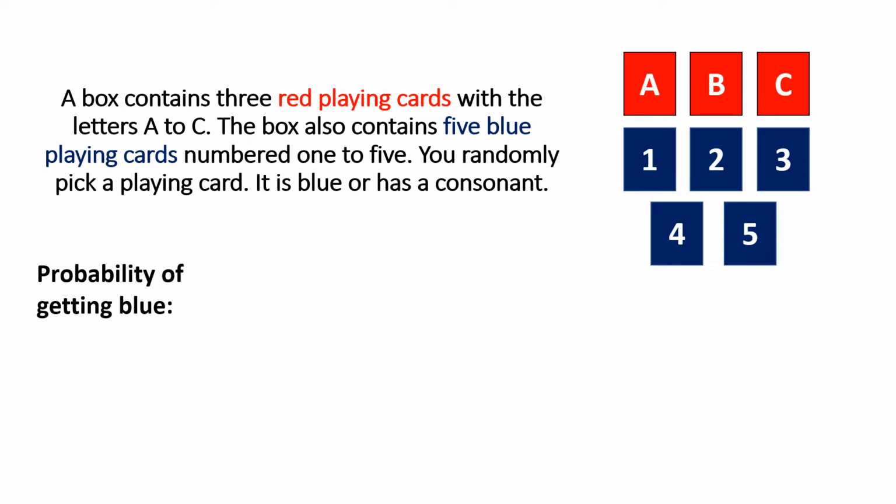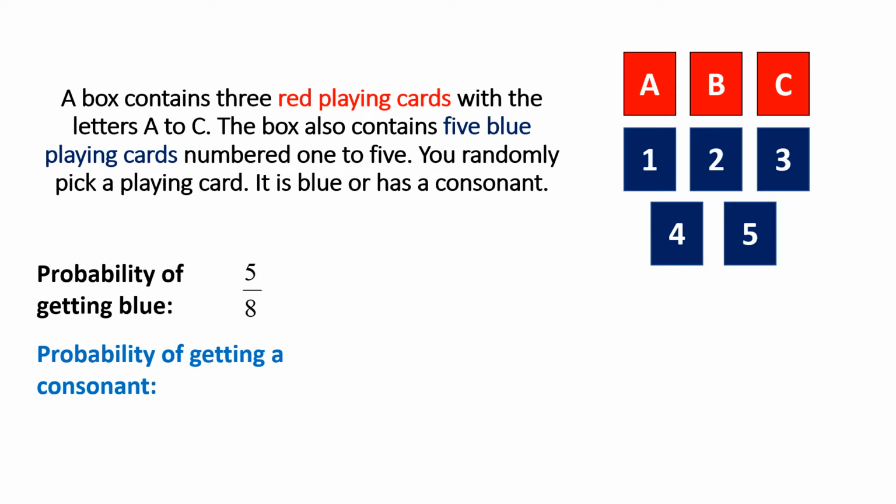The probability of getting a blue card is 5 over 8. 5 yung blue card at ilan ba lahat ng cards na pagkukuhanan natin? 8. Kaya 5 over 8. The probability of getting a consonant. Now, remember, ang consonants, ito yung B, C, D, F, basta hindi kasali yung A, E, I, O, U.